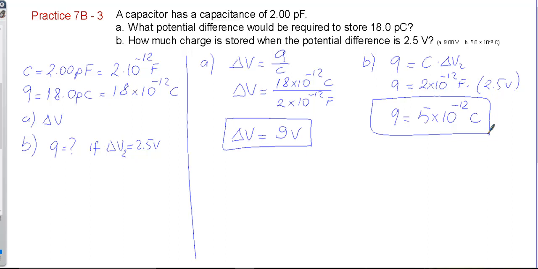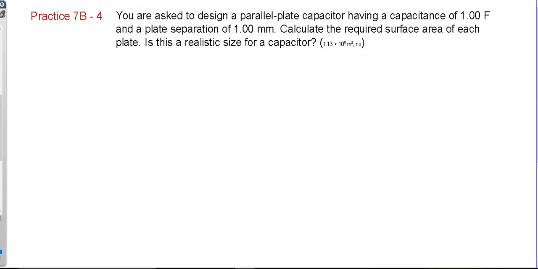That's question 3, and the last one from practice 7b. You are asked to design a parallel plate capacitor having a capacitance of 1 farad. C is given, C is equal to 1 farad. And then the plate separation D here is 1 millimeter. We have to change it to meter: 1×10^-3 meter. Calculate the required surface area.